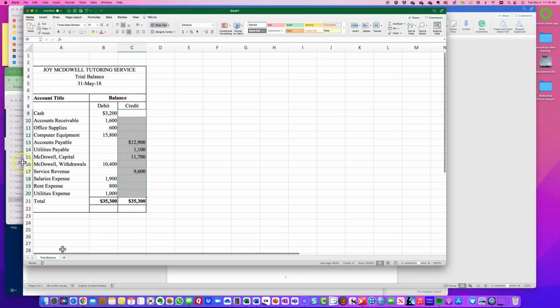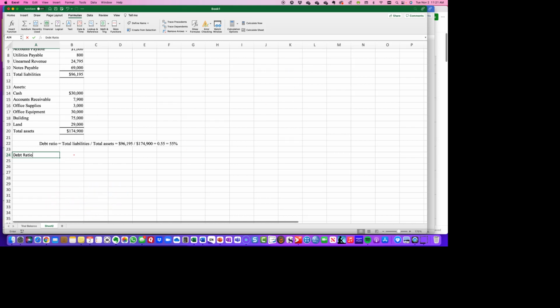The best way to do your debt ratio is this. Every time I add something on here, it wants to draw, and I don't want it to draw. I don't know why it's doing that with the screen recorder. That's why I don't really like this particular mechanism of recording. I'll have to figure that out if I'm going to continue to use it. But what you would do is take your 96,195 and divide it by the 174. Maybe like this. Here we go.